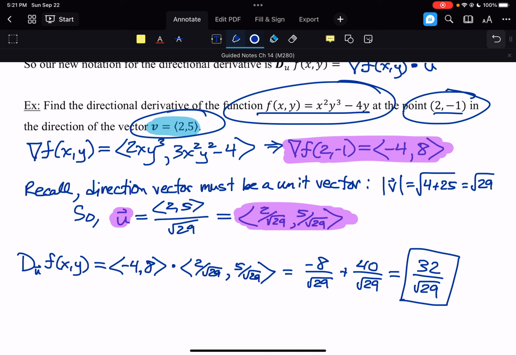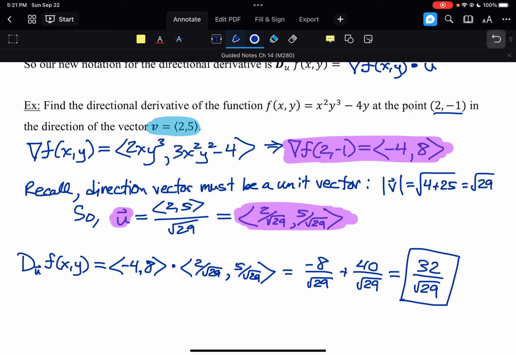If we changed the direction, the slope would be different. If we changed the point we were at, the slope would be different. If we changed the function, the slope would be different. So this is a very unique value that is specific to this function, this point, and this direction. And again, just to bring this back one more time, that unit vector did play a role in this final answer.